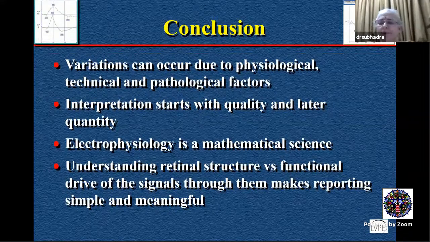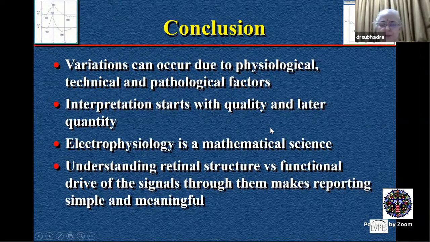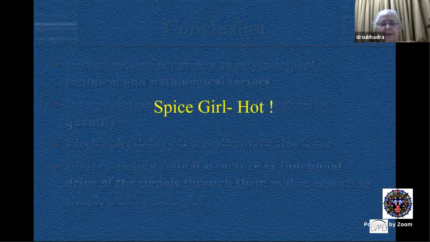So always interpret first with the quality of the ERG and the electrophysiology, and then you look at the measurements. It is completely a mathematical science, and you can easily interpret these waveforms without any difficulty. If you know the structure of the retina and the functional drive of each signal, then you can report them very easily. There is no difficulty in the reporting of these. It may look very complicated, but actually it's very simple and mathematical.